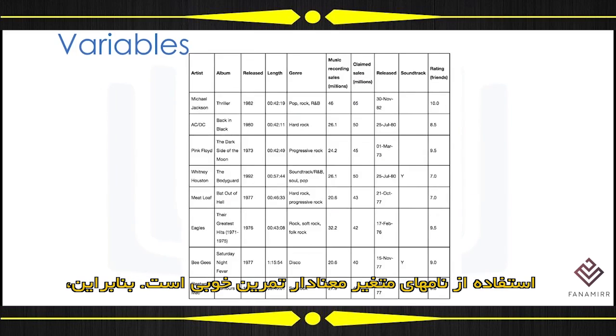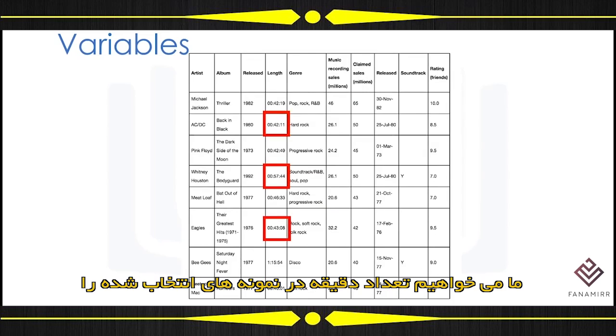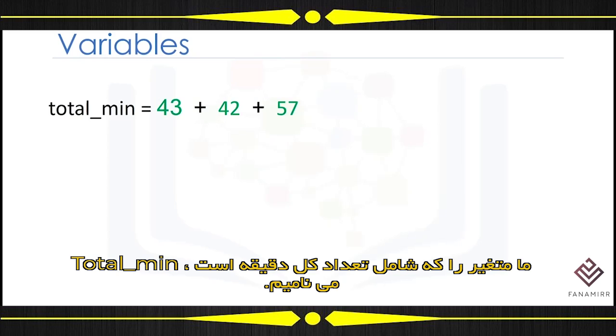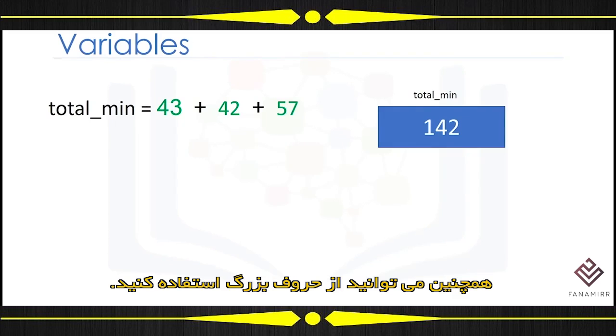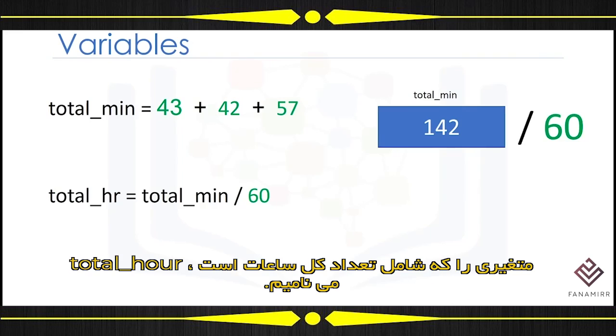It's good practice to use meaningful variable names, so you don't have to keep track of what the variable is doing. Let's say we would like to convert the number of minutes in the highlighted examples to number of hours in the following music dataset. We call the variable that contains the total number of minutes total_min. It's common to use the underscore to represent the start of a new word. You can also use a capital letter. We call the variable that contains the total number of hours total_hour.